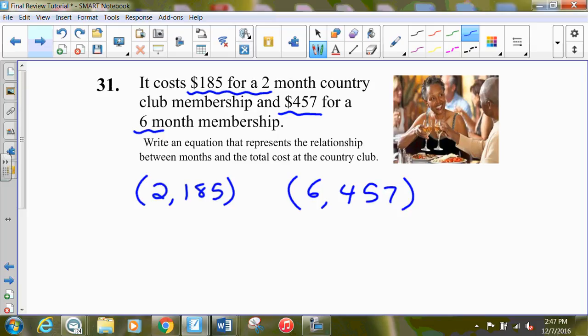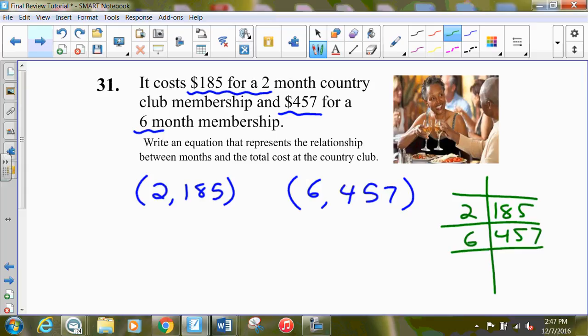And so what we're going to do is find the slope, and the best way to do that is set them up in a table and pick up your calculator. So we'll have 457 minus 185. So it's 272. And 6 minus 2 is 4.